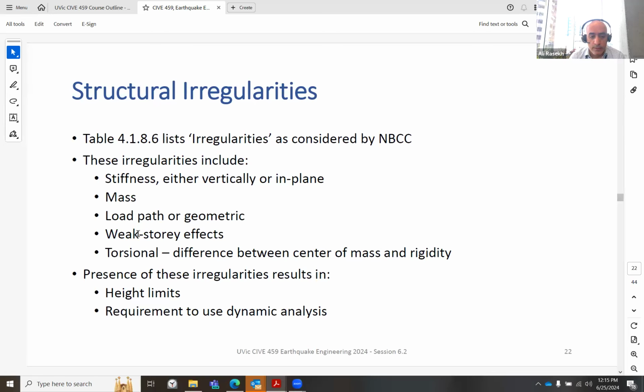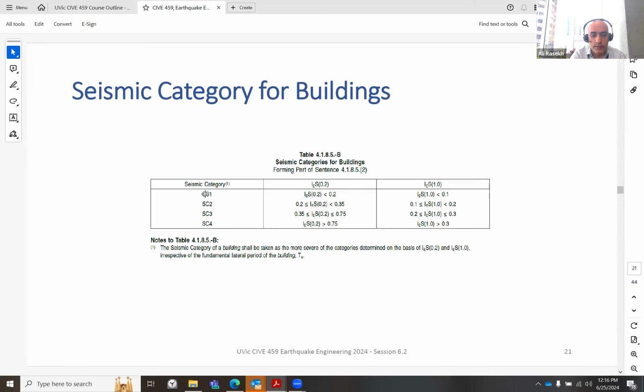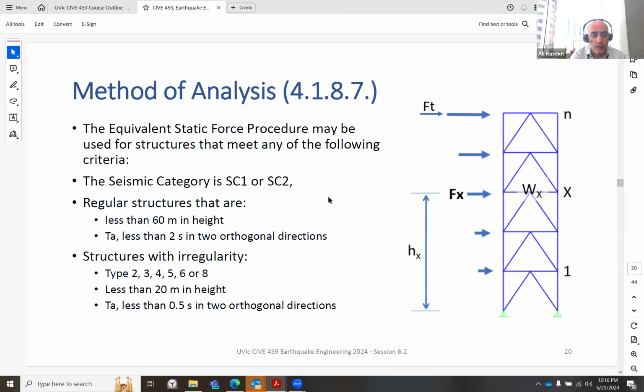And when there is irregularity in a structure or high rise, there are height limits. I showed it in some previous slide. If you go back, maybe it makes more sense. Seismic categories, SC1, SC2, that's where we are allowed to use the simplified solution. Only these two seismic categories meet these requirements. And then if you are a regular structure, then you can go quite high.